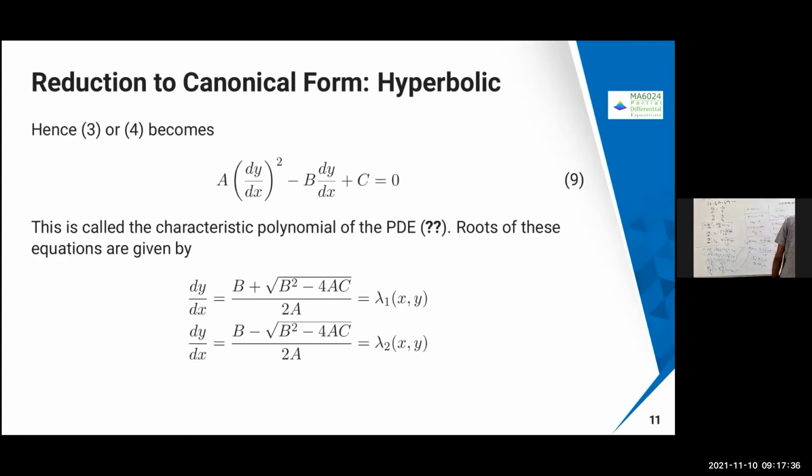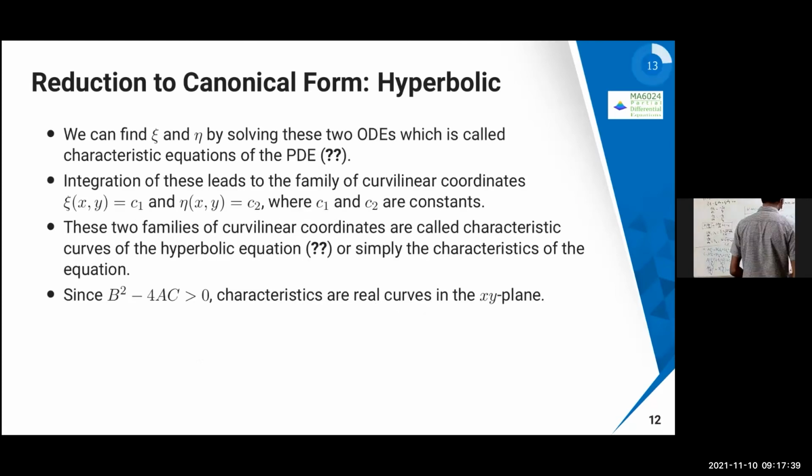What is the use of this once again? We can find chi comma eta by solving two ODEs, which are called the characteristic equations. By integrating these two equations, we get a family of curvilinear coordinates: chi of x comma y equal to c1 and eta of x comma y equal to c2. These two families of curvilinear coordinates give the characteristic curves of the hyperbolic equation, or simply the characteristics of the equation which we have discussed.